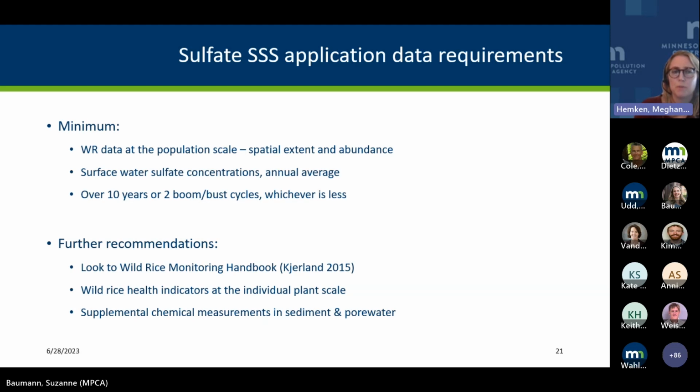We further recommend reviewing the Wild Rice Monitoring Handbook, published by the US Sea Grant, which was a collaborative effort between Sea Grant and tribal nations in the region. We also encourage applicants to evaluate options for monitoring wild rice health indicators at the individual plant scale and to collect supplemental chemical measurements within the sediment and the pore water.